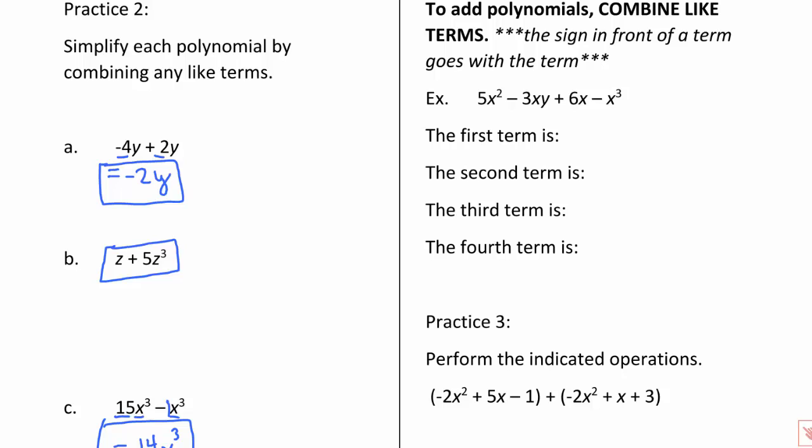This is video 4 for Math0302 beginning algebra chapter 5 section 2. In this video we're going to be adding polynomials.